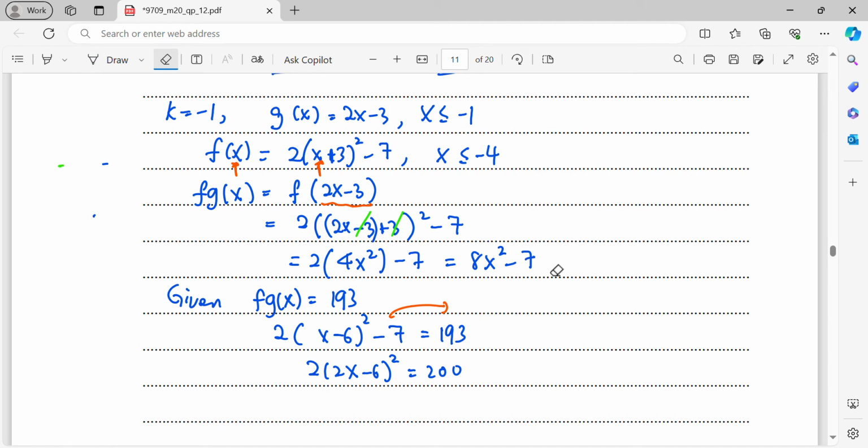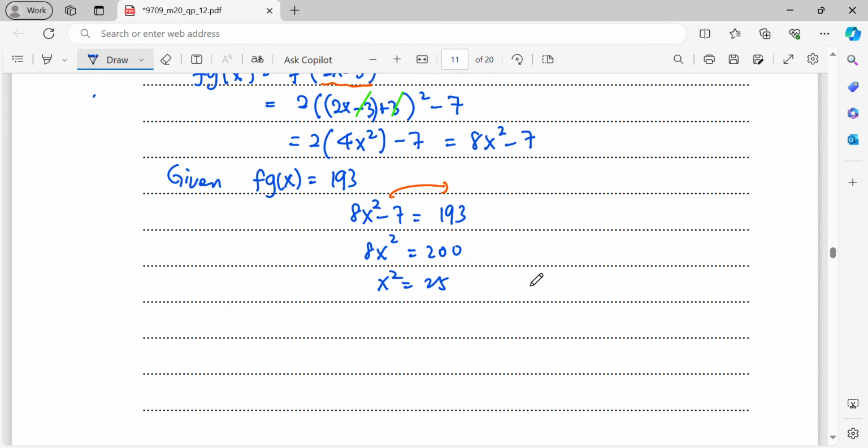So here I need to change. This is going to be 8x² − 7 equals this result. 8x² is 200, so you divide by 8. That means x² is 25. Hence your x will be plus or minus the square root of 25, which is plus or minus 5.